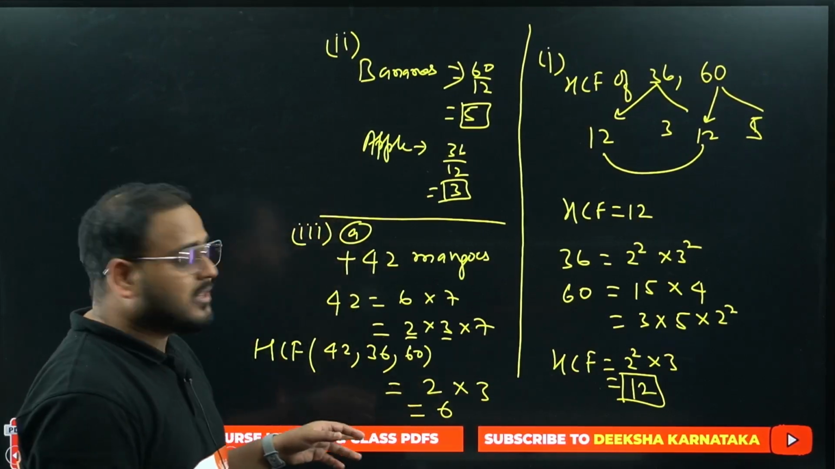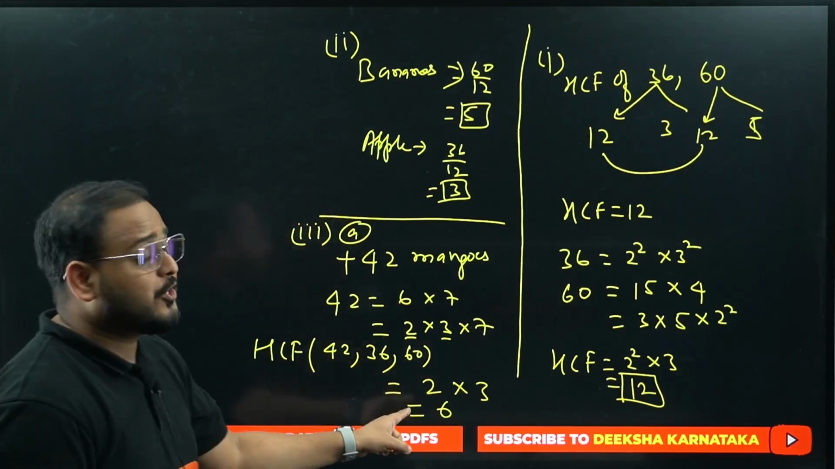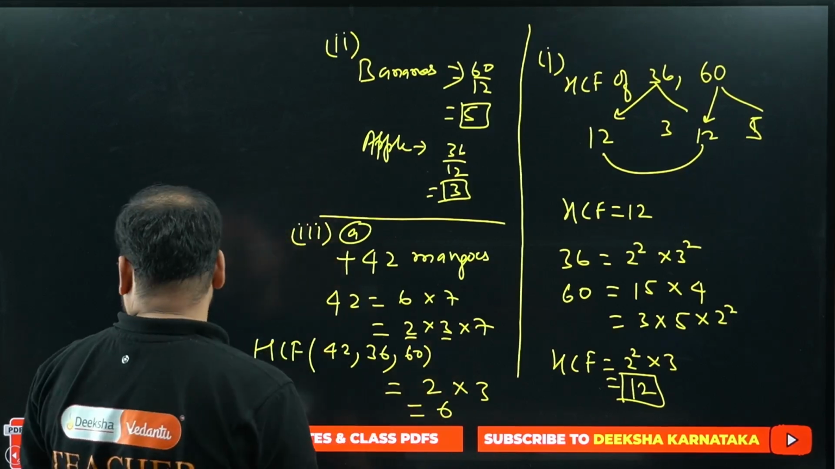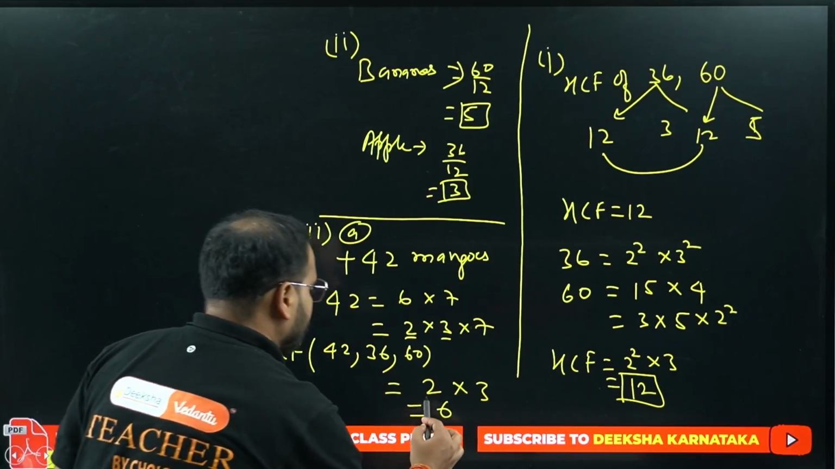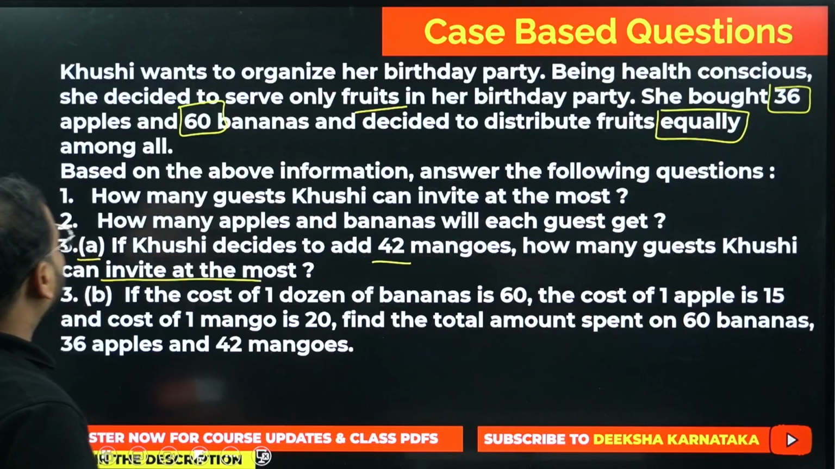Now the number of people coming for Khushi's birthday party has reduced to 6 because of the 42 mangoes addition. Okay, this is my final result. This is the number of guests. Okay, moving on.